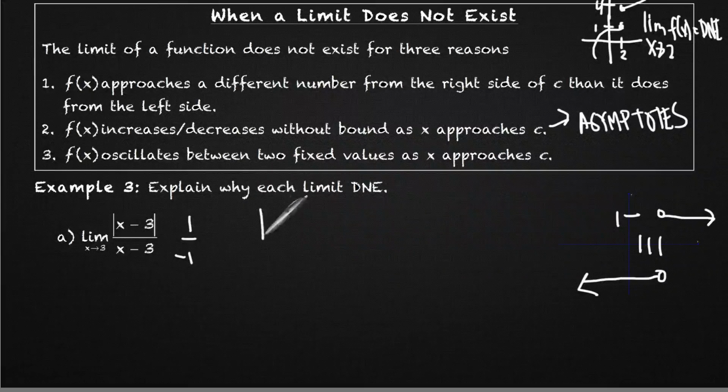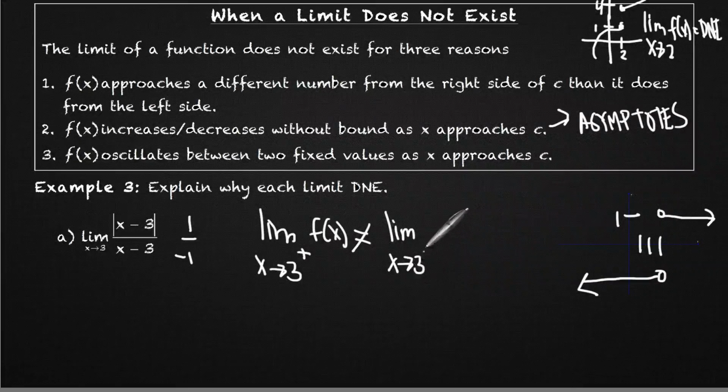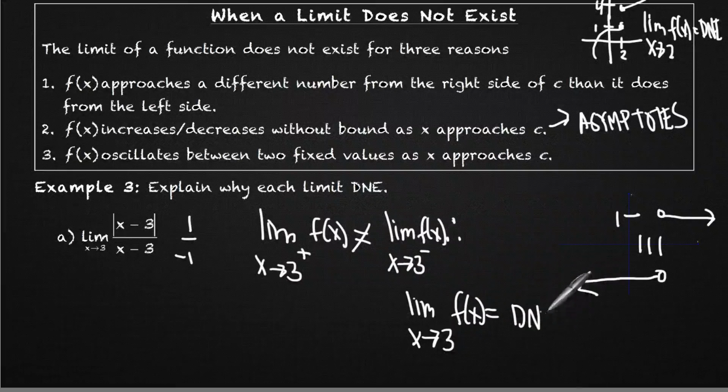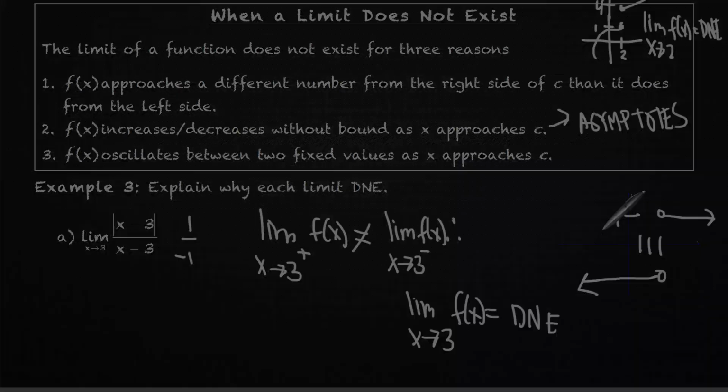So what you'll say here is the limit as x approaches 3 from the right, and that's how you denote it with the little plus sign, of f of x does not equal the limit as x approaches 3 from the left of f of x. Therefore, the limit as x approaches 3 in general of f of x does not exist. And so that would be the reason why this limit doesn't exist.